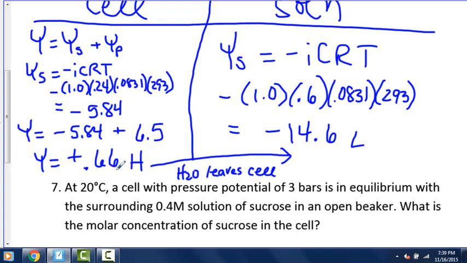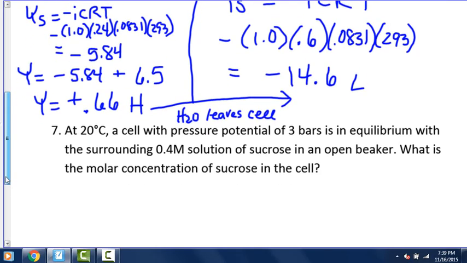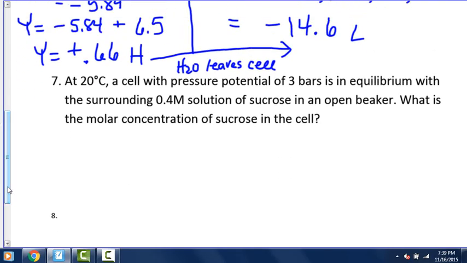And this actually does come out positive in this case because there's a great amount of pressure here. So that's why I'm getting this positive value. All right, on to the next one.